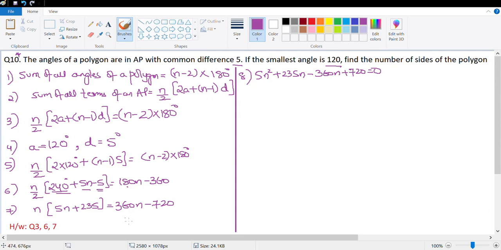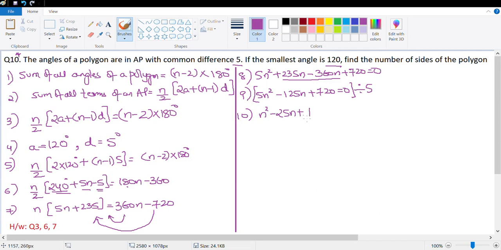I bring 360n on the left hand side and 720 also on the left hand side. This gives me 5n square, 235n minus 360n, that's minus 125n, plus 720 is equal to 0. I notice that 5 is common in all elements. So let's divide all elements by 5, and what I am left with is n square minus 25n plus 144 is equal to 0.